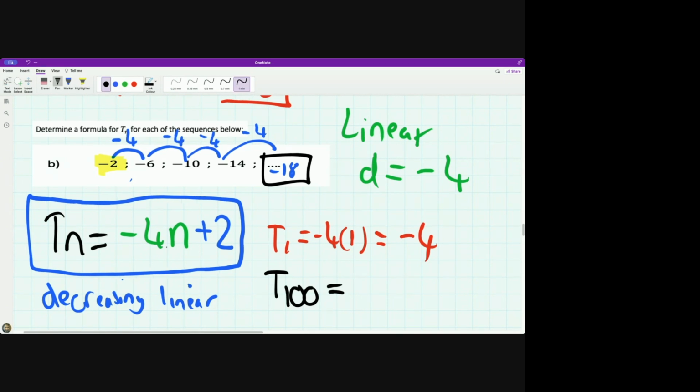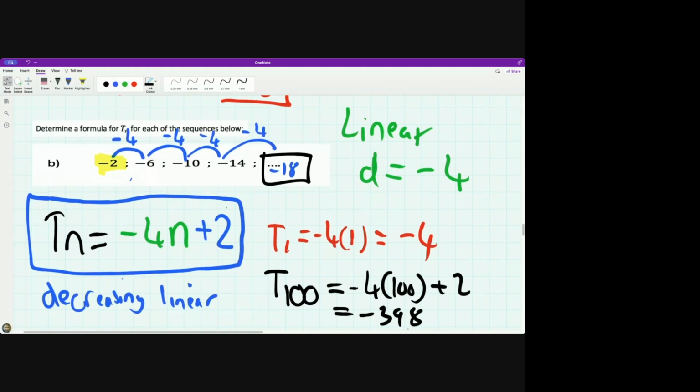And this is where I love mathematics. It's so efficient. You want the 100th term, you make n 100. Minus 400 plus 2, it's minus 398. Awesome, awesome, awesome.